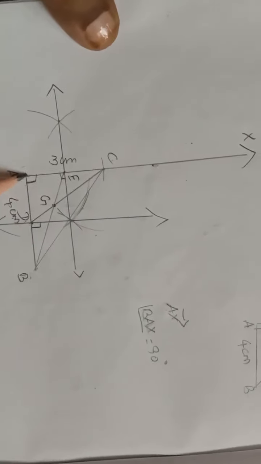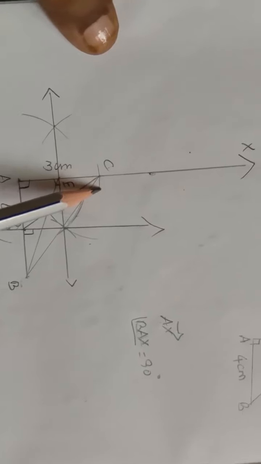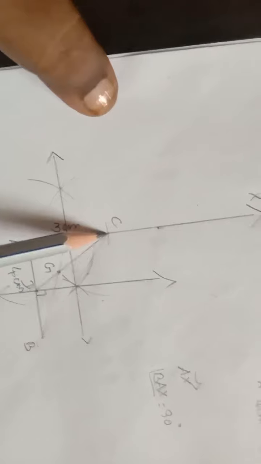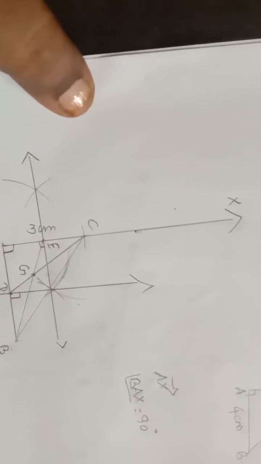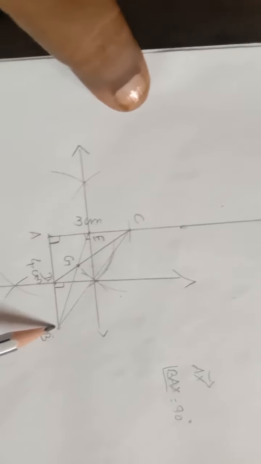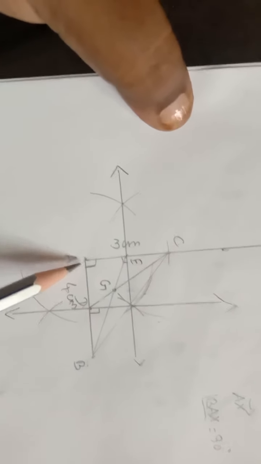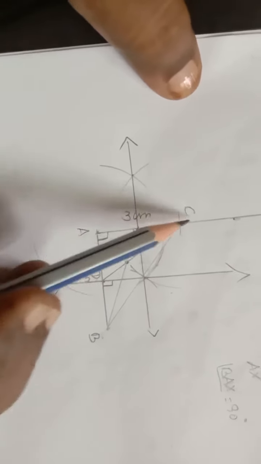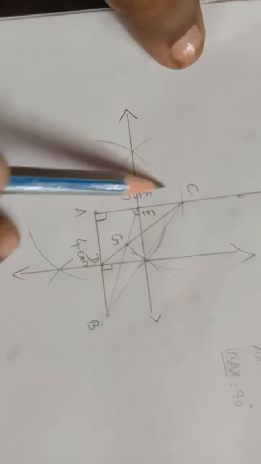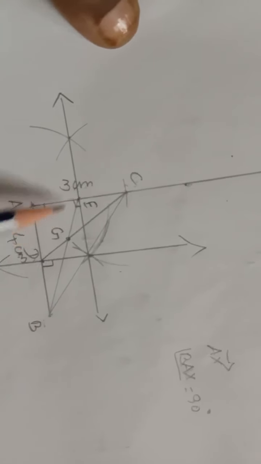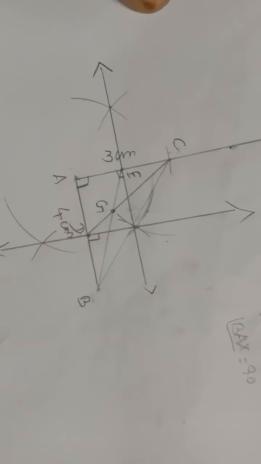With A as center and with radius 3 cm, cut the arc to intersect AX at C. Join BC. Now ABC is a right triangle. Draw the perpendicular bisectors of AB and AC. Mark the midpoint of AB as D and midpoint of AC as E. Join CD and BE. These two medians intersect at the point G. G is the centroid of the triangle.